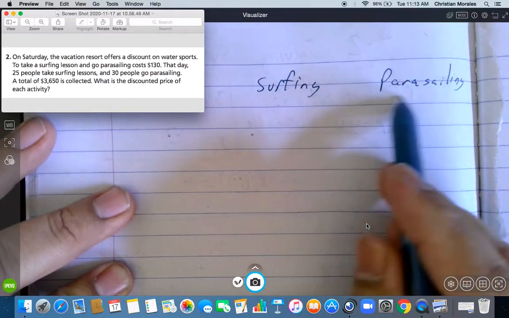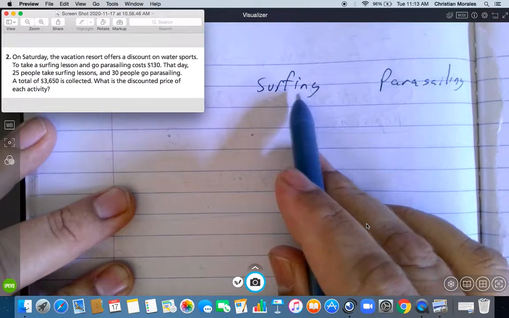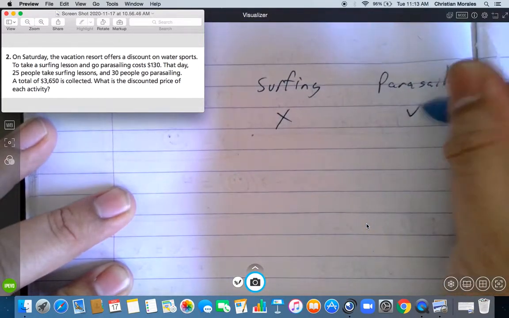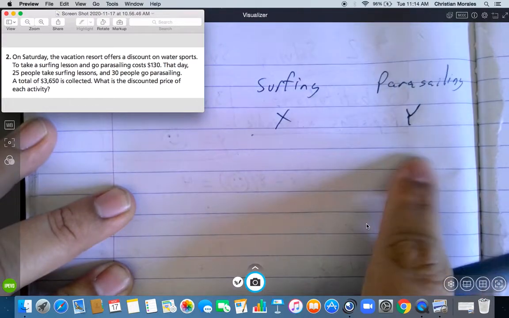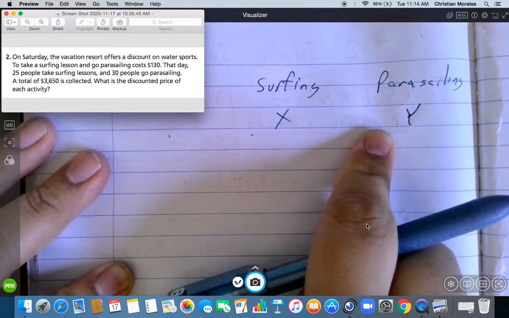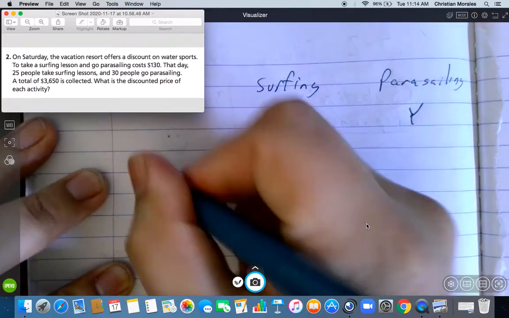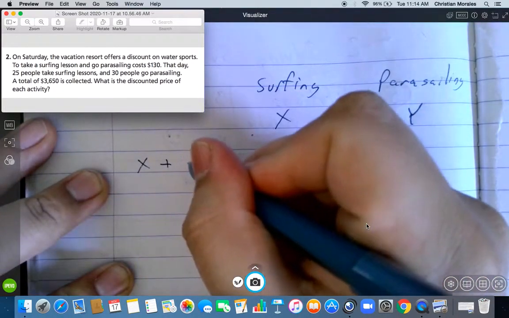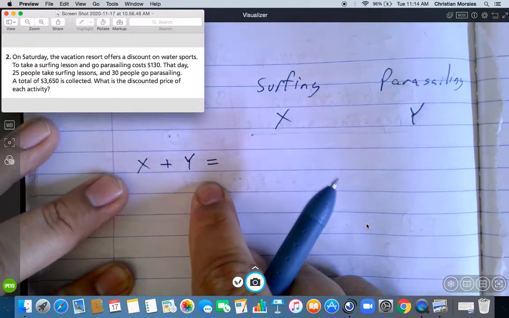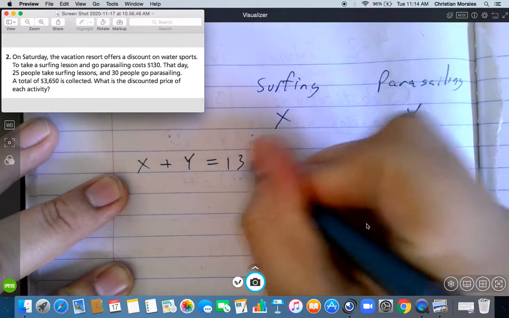Now, these two things have a cost. I don't know what they are. So I'm just going to put this as X and this one as Y. I don't know what they cost, but I'm going to give them variables. Now, if I did both lessons, it says it would cost me $130. That is my total. So remember, whenever you have a total, always set your equation equal to that number.